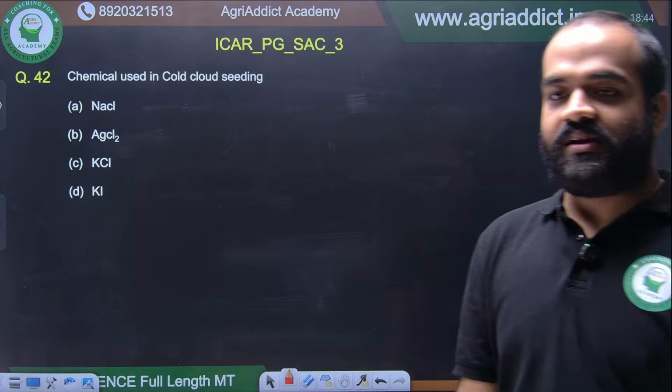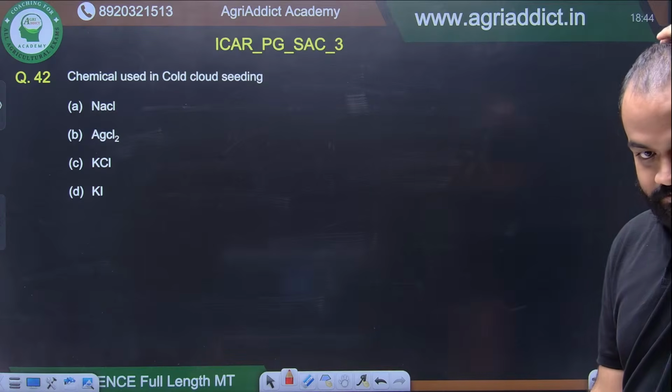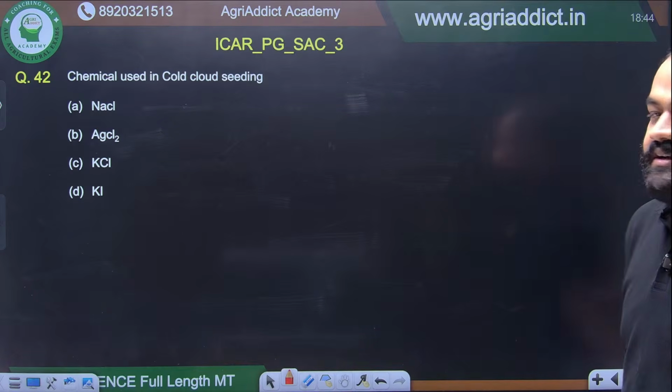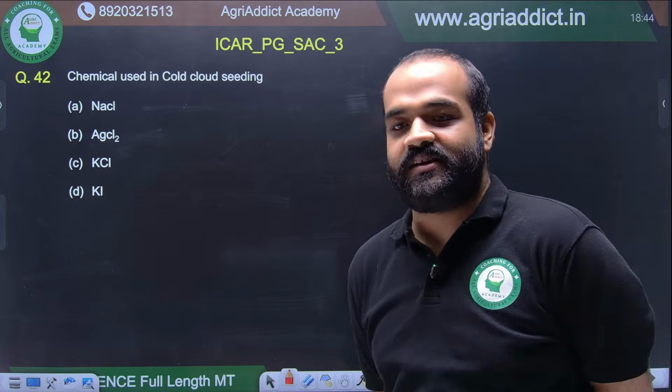Chemical used in cold cloud seeding. Again a meteorology question, I think, which is very easy for you. It is a bit tough for me because I read meteorology long back in 2023.